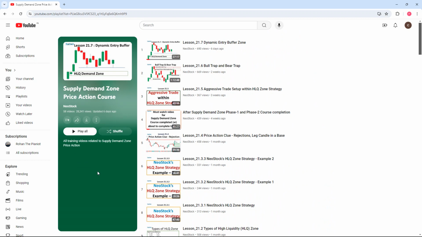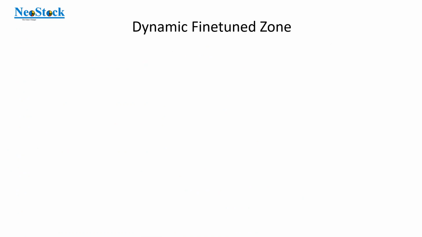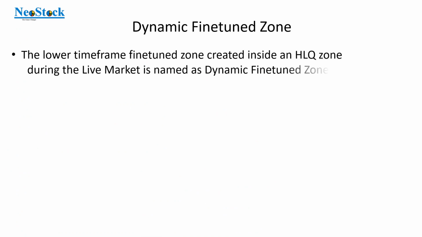Now let's get into part 8 of lesson 21. This is about the dynamic fine-tuned zone. So what is a dynamic fine-tuned zone? It's very simple. The lower time frame fine-tuned zone created inside an HLQ zone during the live market is named a dynamic fine-tuned zone.